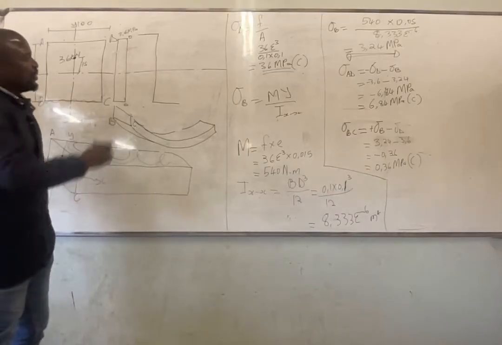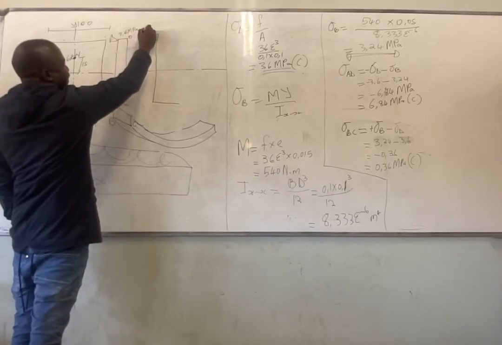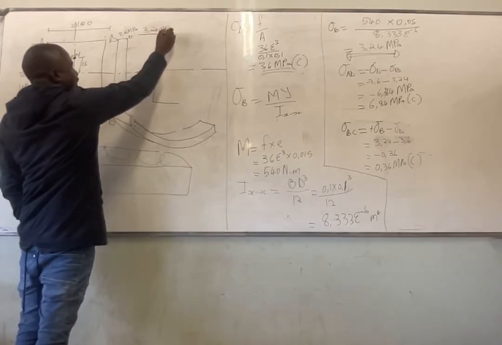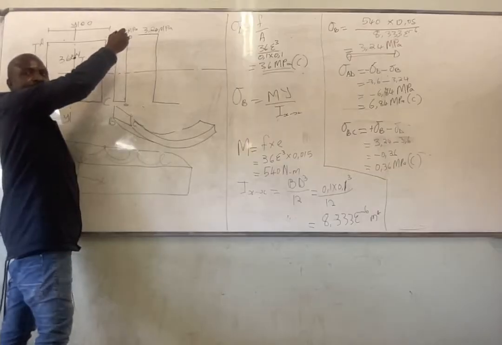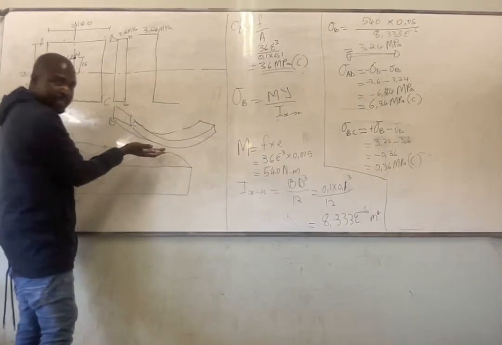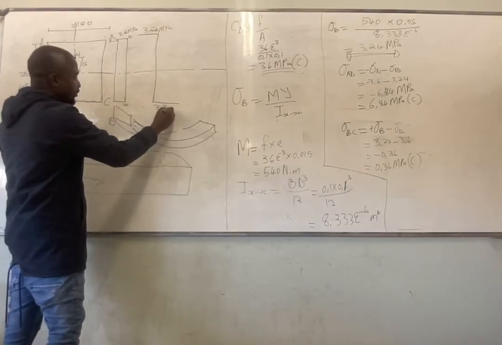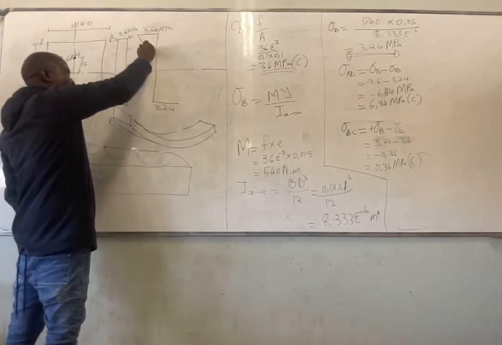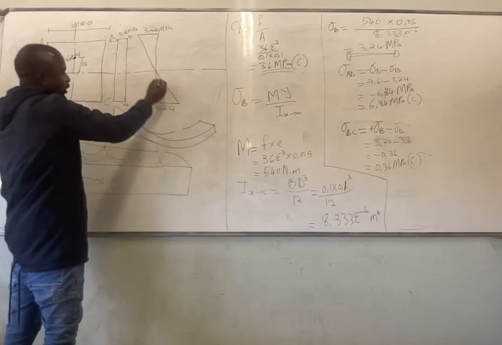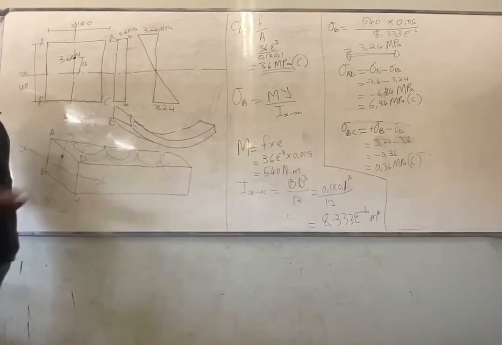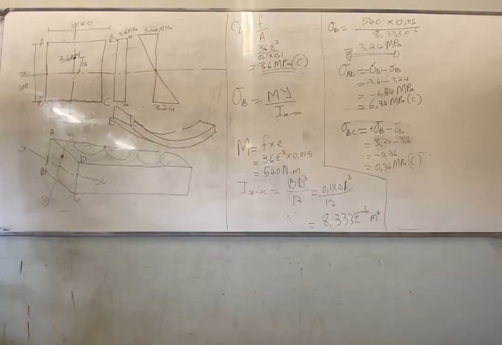Bending stress is equal to 3,24 megapascal. It's compressive, right? And this other side is tensile, right? The same value, because this is bending. So we'll join these two. And as we join these two, they're going to intersect on this centroid. You get that part, ne?